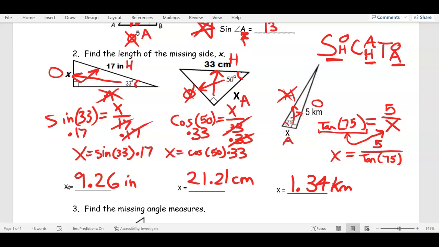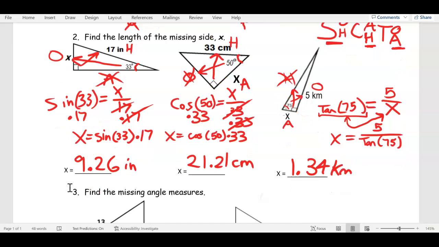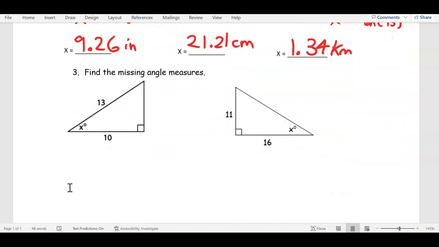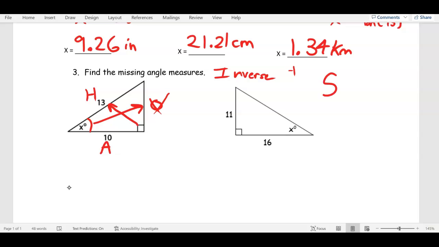Now that was last week's stuff. Now what we learned yesterday is how to find a missing angle. Okay, we use inverse to find a missing angle, which means it's going to have a little -1 up top, right? So let's start from our missing angle x. I'm going to label O, H, and A. I don't need an O because it's missing.